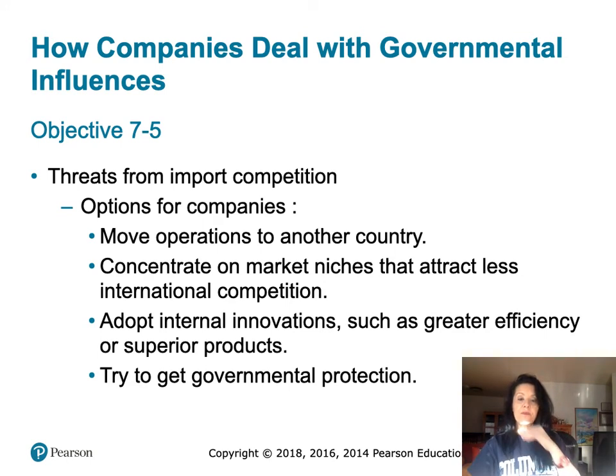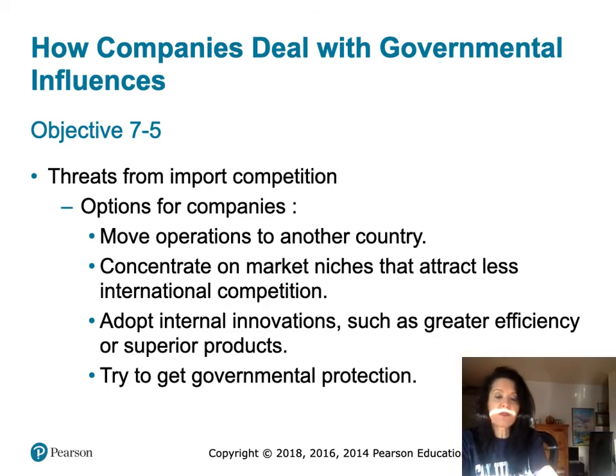So basically, here we're really talking about another justification, which is the threat from import competition.